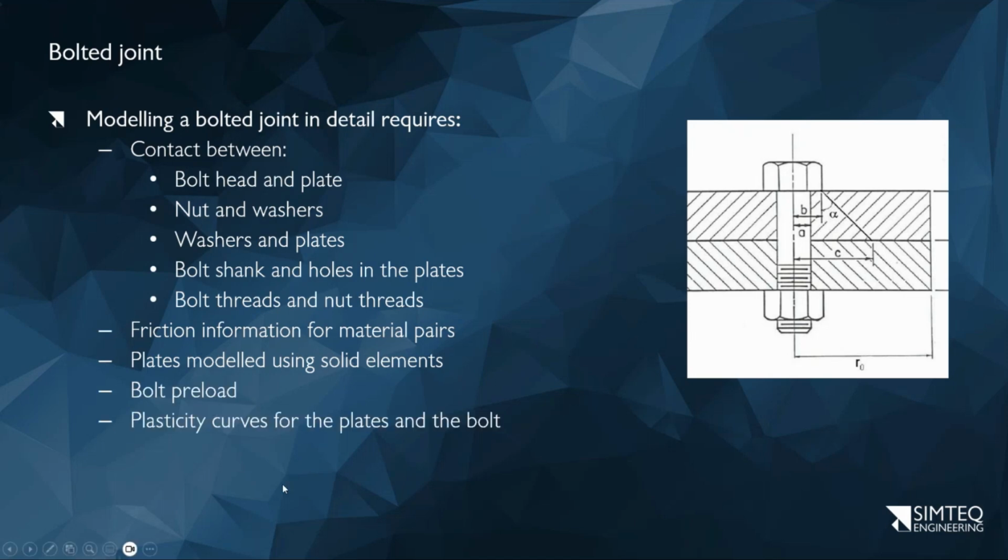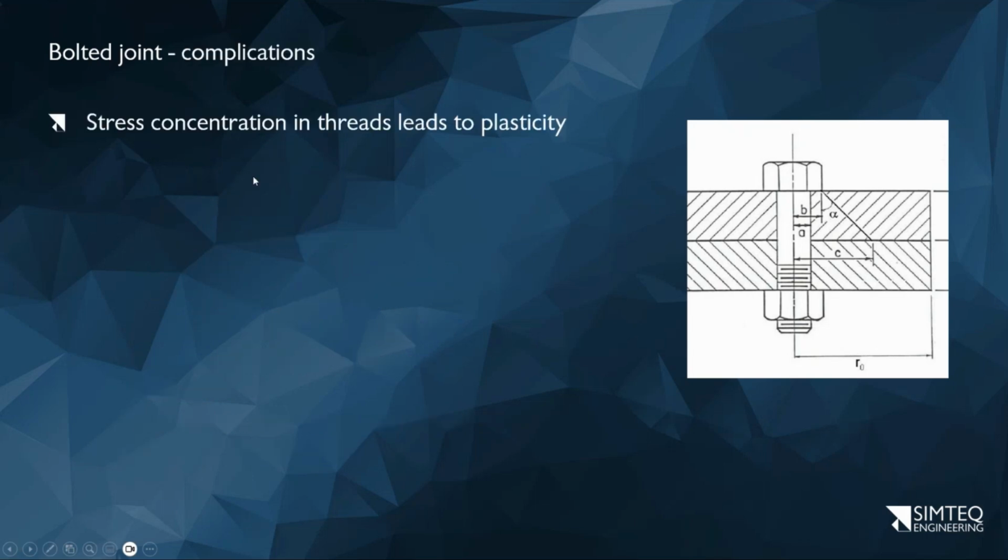So we then need to apply the preload. We would need plasticity curves for the plates and the bolt if needed. The plates maybe, but the bolt definitely. Again, if I want to model this in detail, including the threads. So the problem with modeling this is the results will probably be useless, because I'll have to tighten this nut, which will be a really expensive simulation. But one of the things that comes out is, due to the stress concentration in the threads, we'll end up with plastic deformation in the threads. The moment plastic deformation occurs, it's a lot more complex to try and determine when it will fail, whether it will fail, and how it will fail.